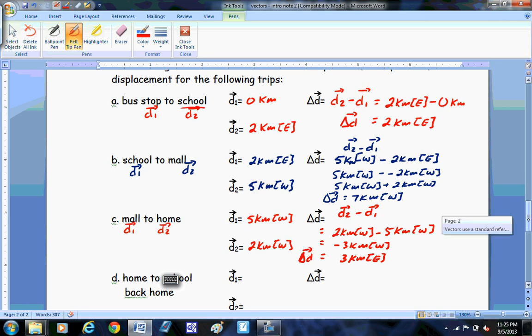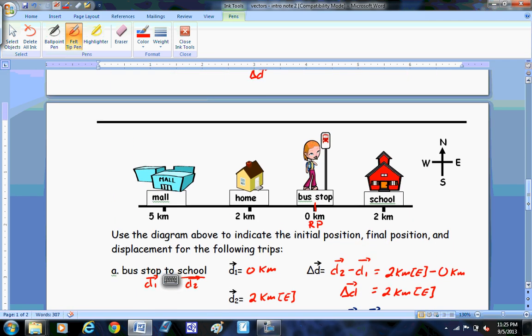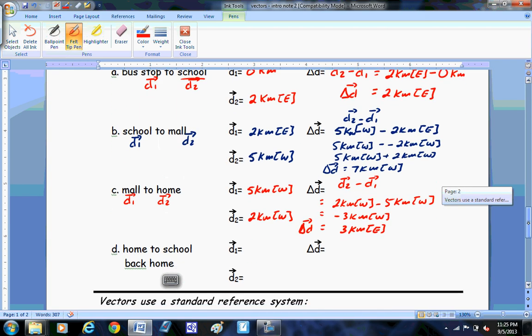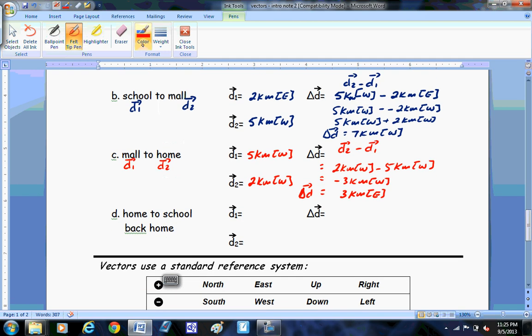Let's make sure it worked out. So when I'm walking from mall to my home, I'm walking this way here, and I'm ending up walking 3 kilometers this way, which happens to be east. It worked out well. So all we're doing is just mathematically showing what's going on in the timeline.